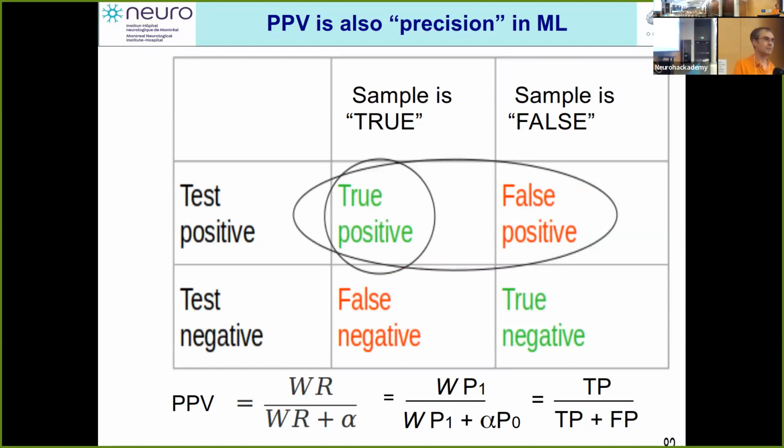I just want to relate PPV to another world, which is the machine learning world. PPV is actually prediction. So you can look at a way of relating these two things with the number of true positives and the number of false positives as well.